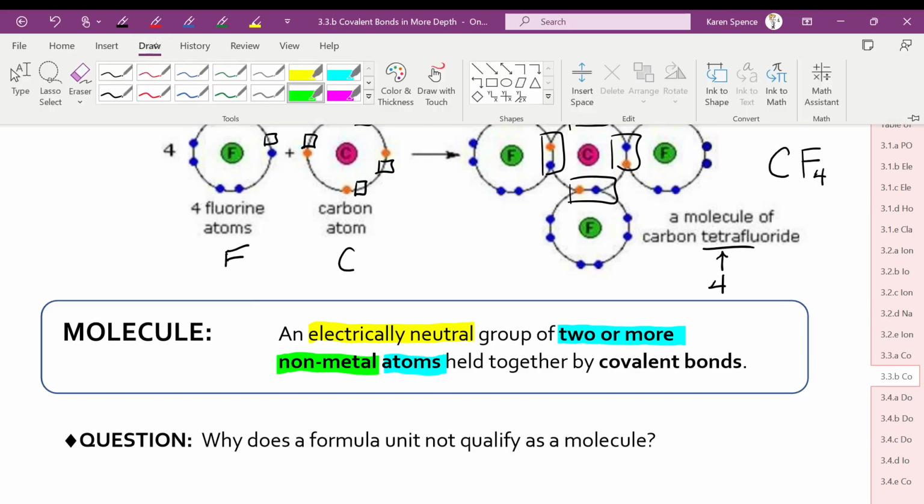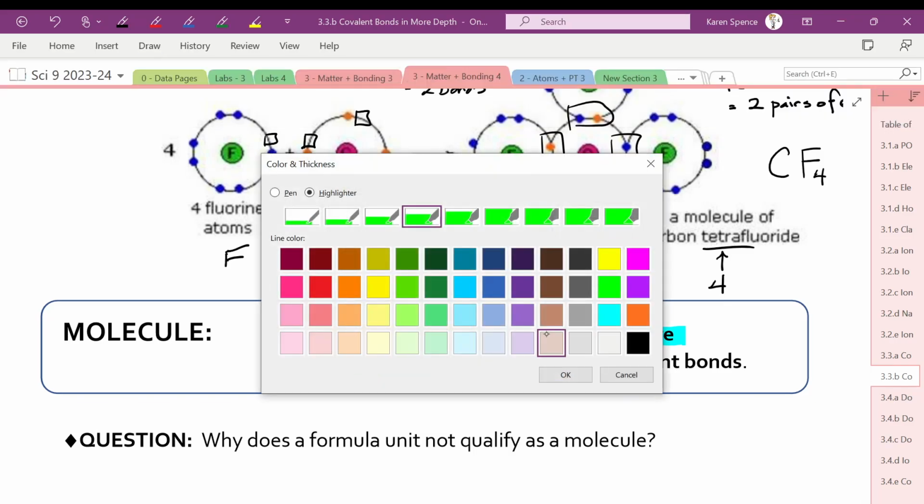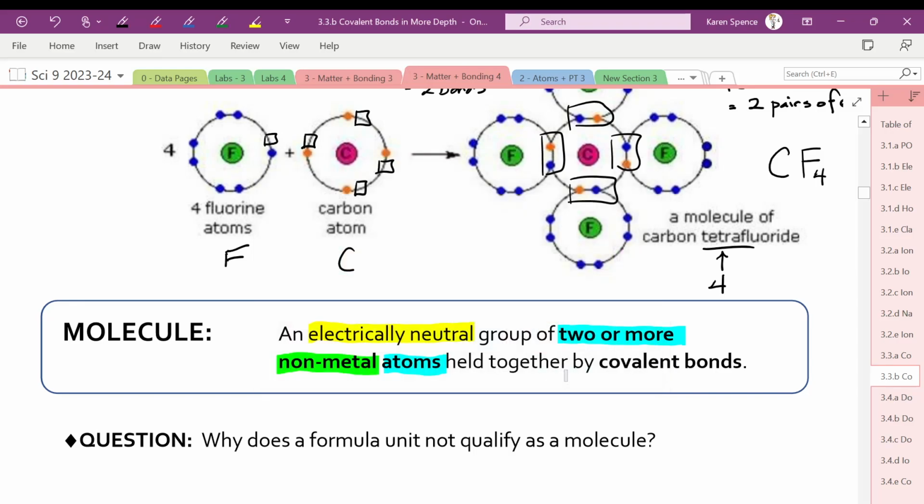Oh, I don't like any of my other color options. Oh, really? That's it? Okay. Ooh, let's try that one. See if it'll let me do that. Held together by covalent bonds. Look, it's a pretty purple color. Oh, that's so exciting. Too many menu clicks, though, to get to that on a regular basis. Okay.